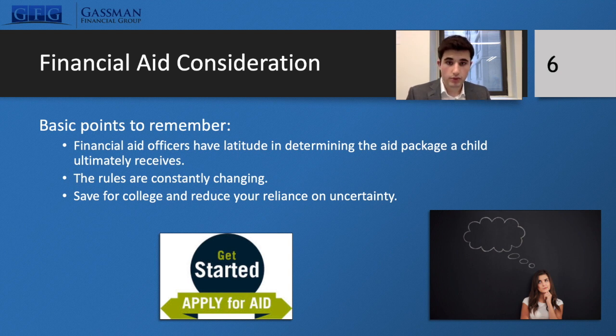And the final point would be to save for college and reduce your reliance on uncertainty. As I explained before, the rules are constantly changing. So in order to get rid of that risk, we would recommend taking up a 529 plan and saving for college that way, so that you reduce your reliance on uncertainty and what the rules may be during the time of either you going to college or your children.